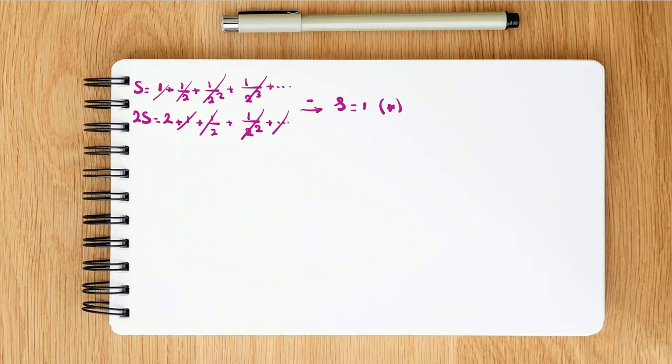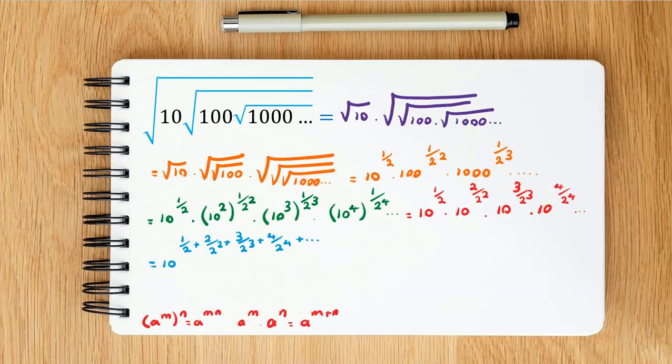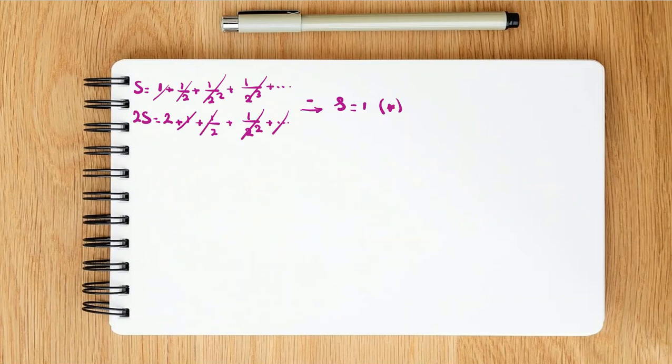Now I want to find what 1/2 + 2/2² + 3/2³ + 4/2⁴ and so on is. We want to solve it with the triangular method. Look, the name is not important. We call it this so that in next videos we can remind this idea.